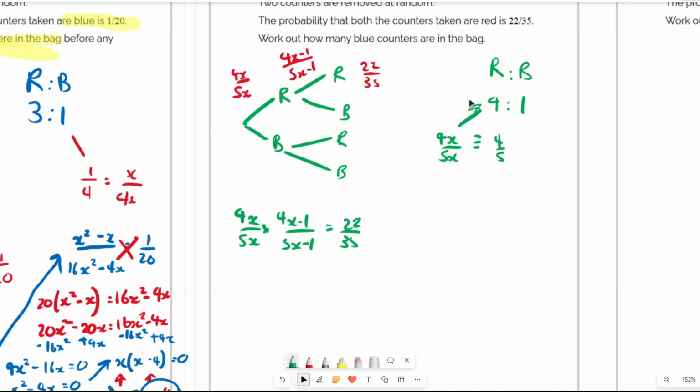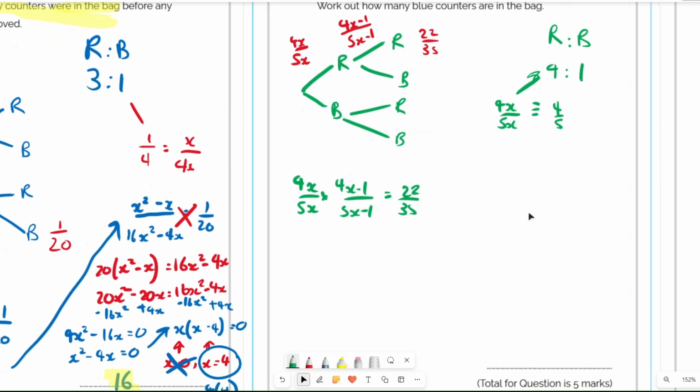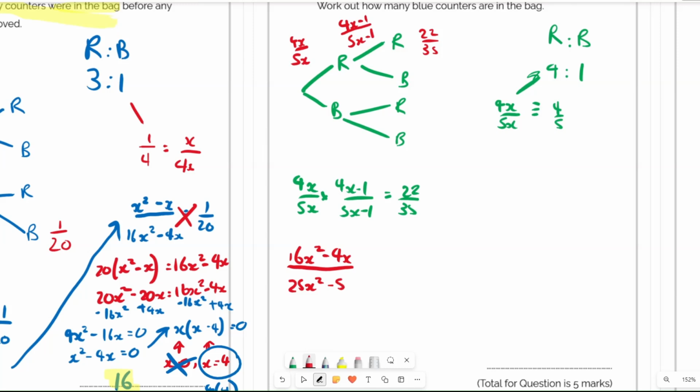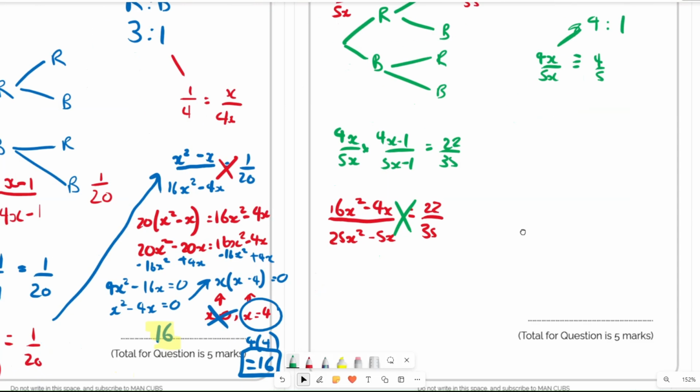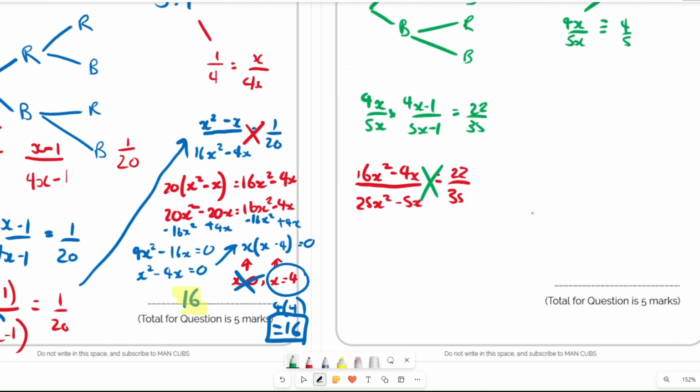I'm going to try and speed through this a little bit more because we've done it already in a different question. So I'm not going to fuss around with this, we're just going to go really quickly through this. So it's going to end up with 16x squared minus 4x over 25x squared minus 5x equals 22 over 35. And then we're going to do a cheeky bit of cross multiplication there. And this is where I think I should have put a calculator on this paper rather than non-calculator.